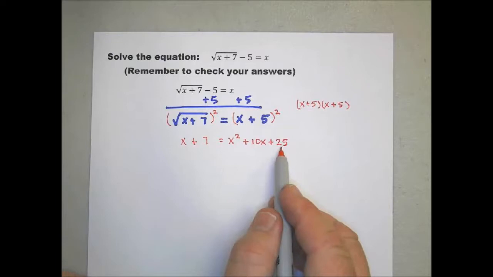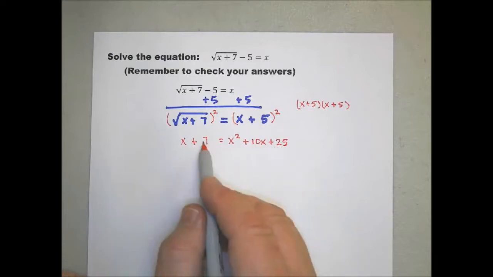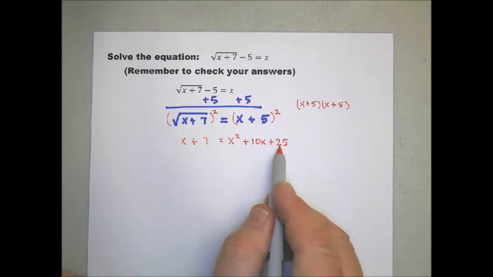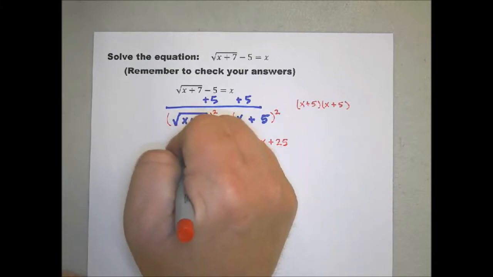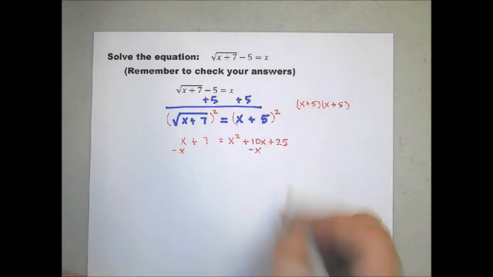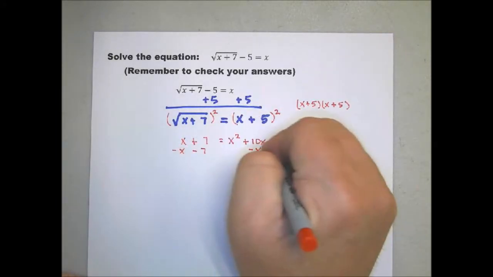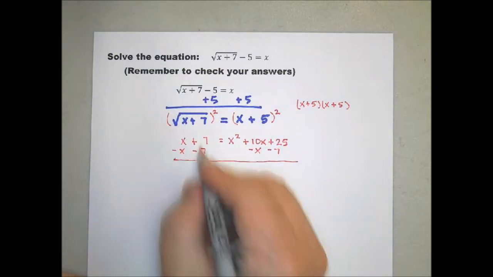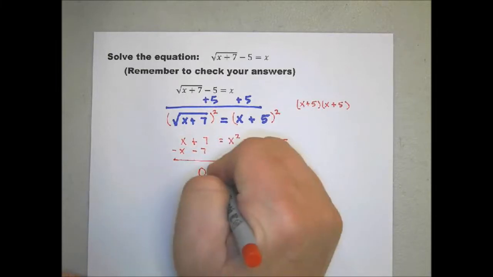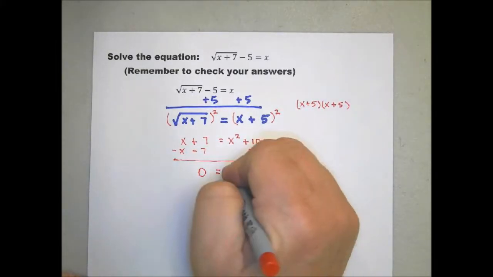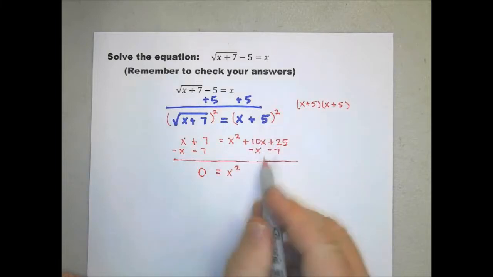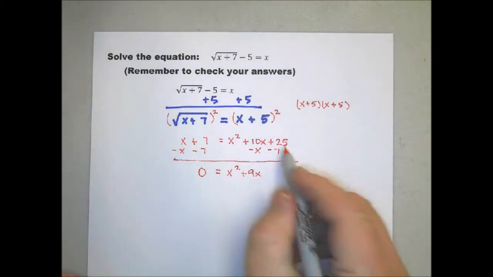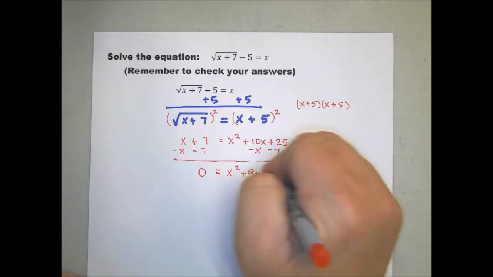Now we have a quadratic. Quadratics are very nicely solved when they equal 0. So I'm going to leave everything over here on the right. I'm going to subtract the x to move it over. And I'm going to subtract the 7 to move it over. And what I'm left with now, the left-hand side totally clears. It equals 0. And now I've got x squared plus 9x, and then this would be plus 18.